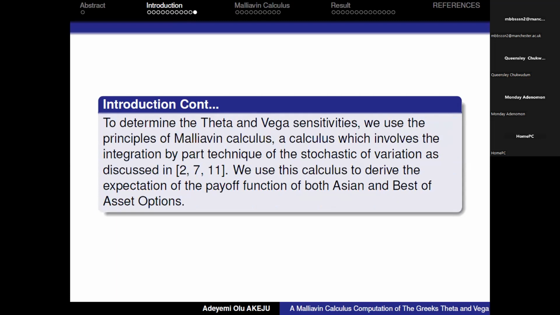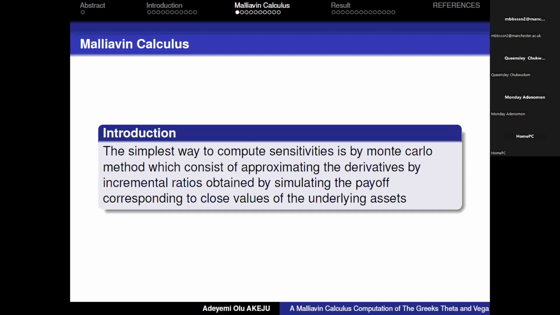Now, to determine the value of theta and vega sensitivity, we use the principle of Malliavin calculus, as we mentioned earlier. This is a calculus that has to do with integration by parts techniques or the stochastic calculus of variations. We also use the calculus to derive the expectation of the payoff function of both the Asian and the best-of asset option. These are the two options we're looking at.